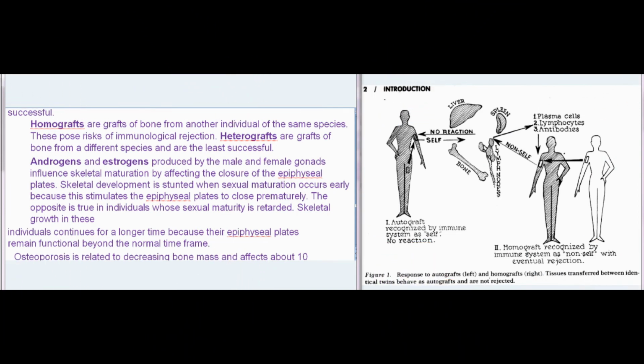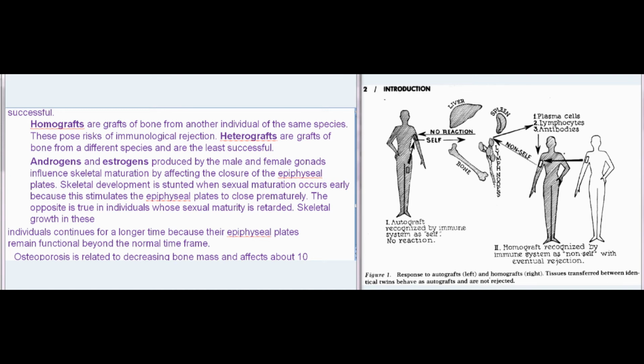Autografts are grafts of bone from the recipient and are the most successful. Homografts are grafts of bone from another individual of the same species. These pose risks of immunological rejection. Heterografts are grafts of bone from a different species and are the least successful.